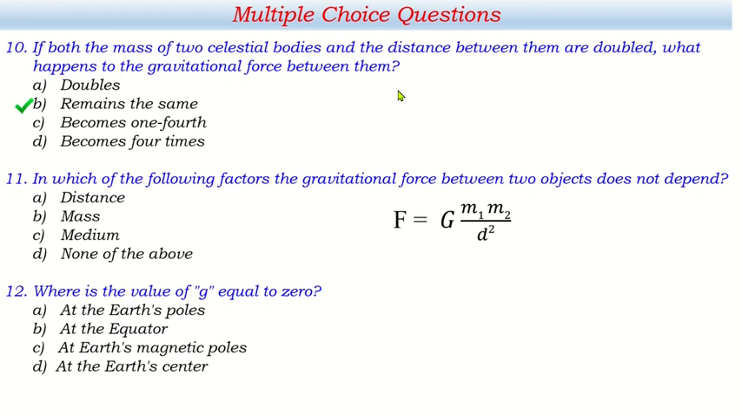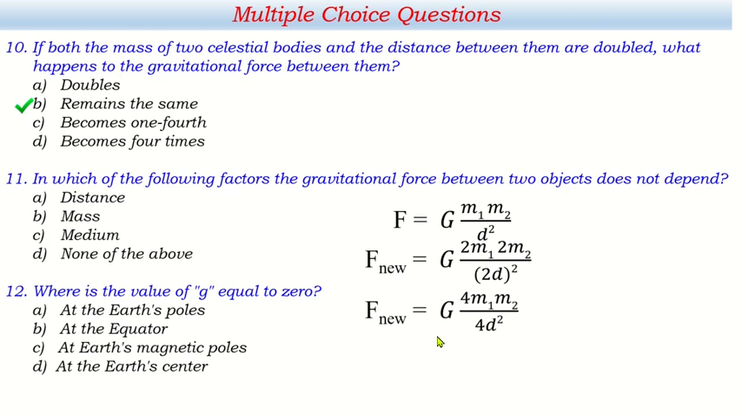If both the masses are doubled, it means m1 and m2 both are doubled and the distance between them is also doubled. That's why I can write the same this way. m1 to 2m1, 2m2 and 2d. And 2 multiplied by 2 becomes 4 in the numerator. 2 squared becomes 4 in the denominator. Also I can write this way. Now 4 and 4 cancel each other. That's why the new gravitational force will be equal to the same. I mean to say the old gravitational force and the new gravitational force are equal.